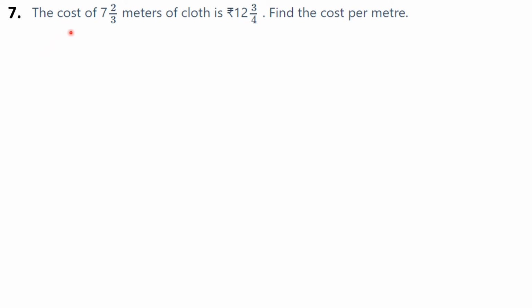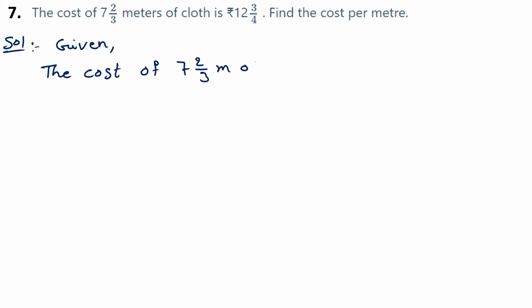Question number 7. The cost of 7 2 by 3 meters of cloth is 12 3 by 4 rupees. Find the cost per meter. Okay, let us write that solution. So given the cost of 7 2 by 3 meters of cloth is 12 3 by 4 rupees, right? 12 3 by 4 rupees.